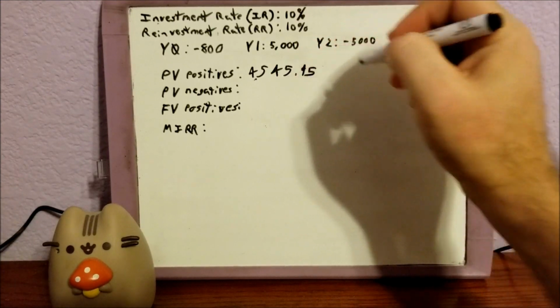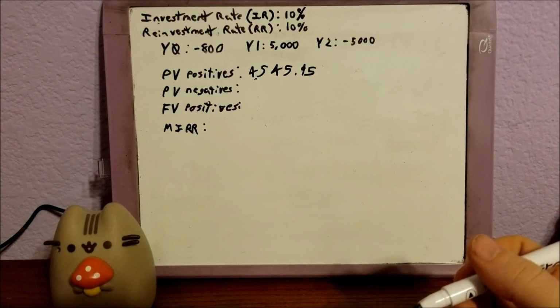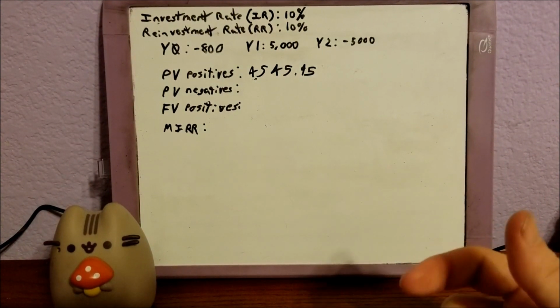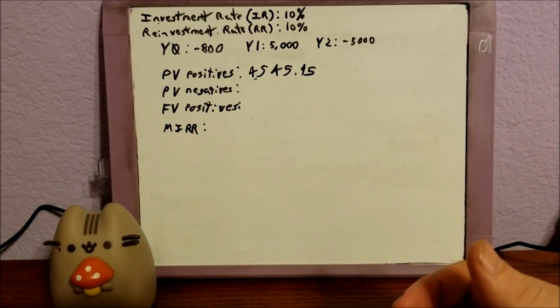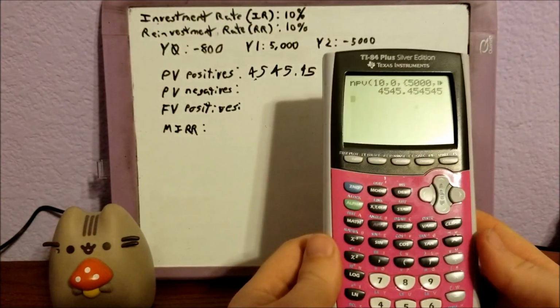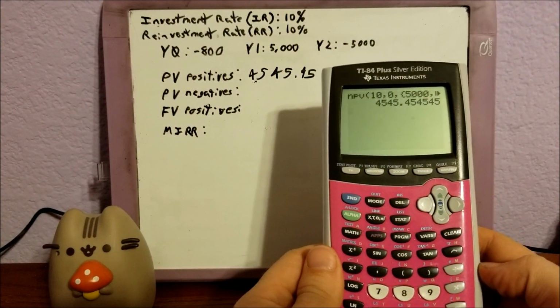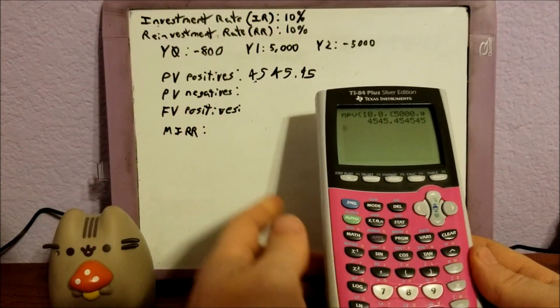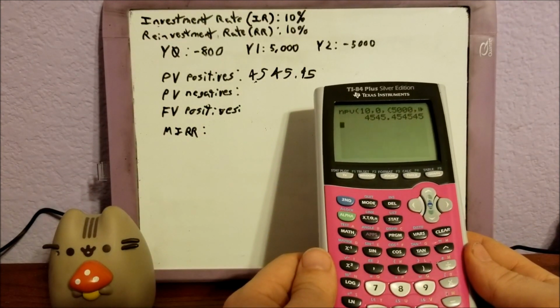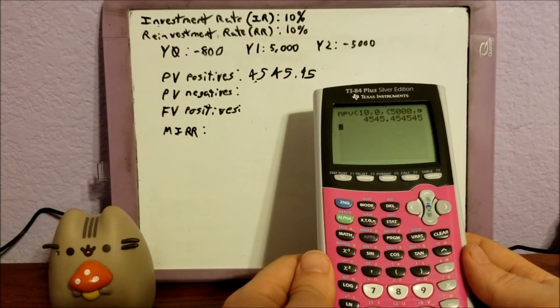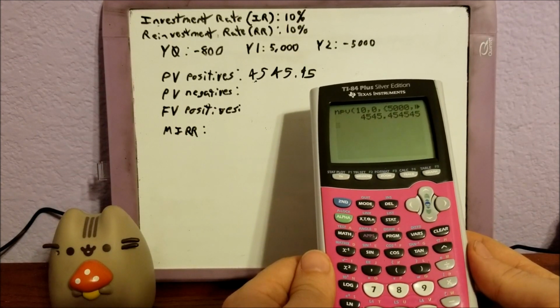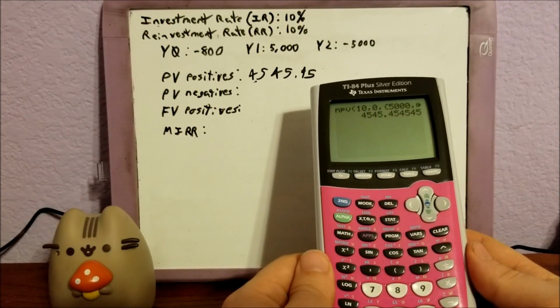4545.45. Okay. Now, for the negatives. And the reason I'm doing it in this order is because for the future value, you're going to have to go into the time value of money calculator, and you're going to need to be in that for the MIRR anyway, so might as well do it all at once, right?